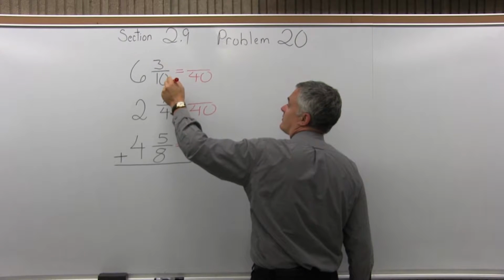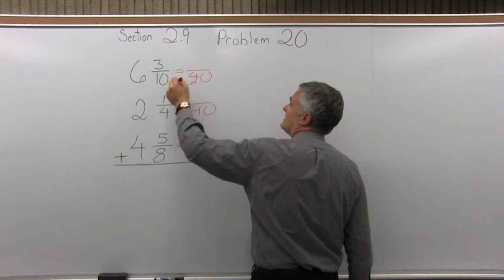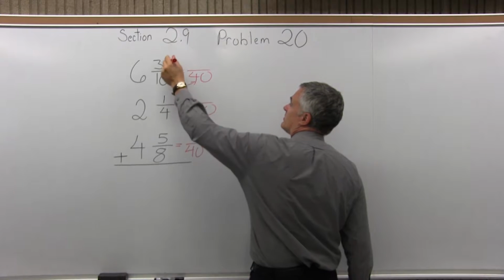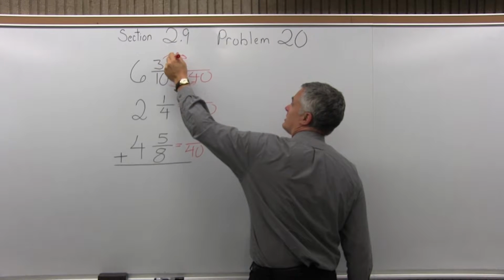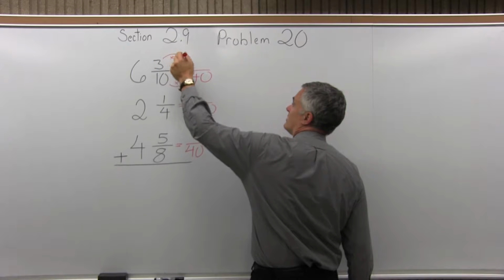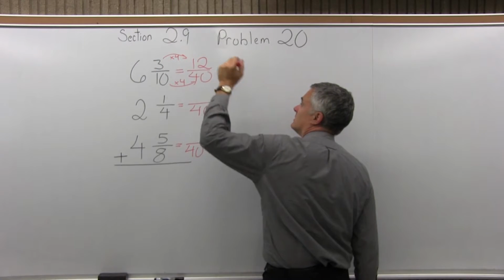So start with the upper fraction, the 3/10. 10 times some number is 40. The number must be 4. So the numerator gets multiplied times the same 4. 3 times 4 is 12.